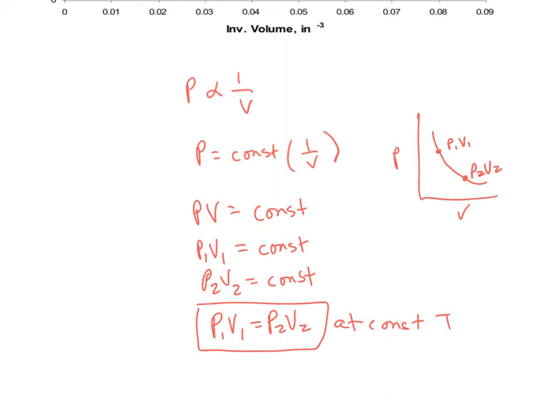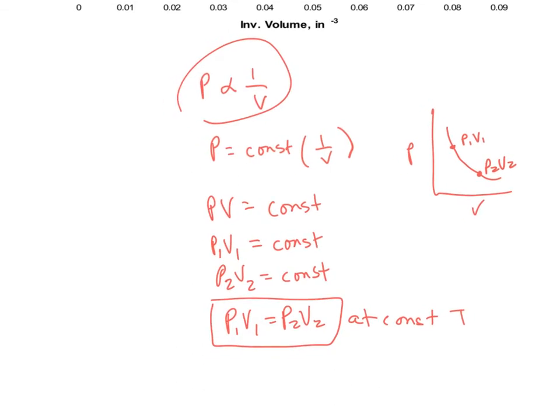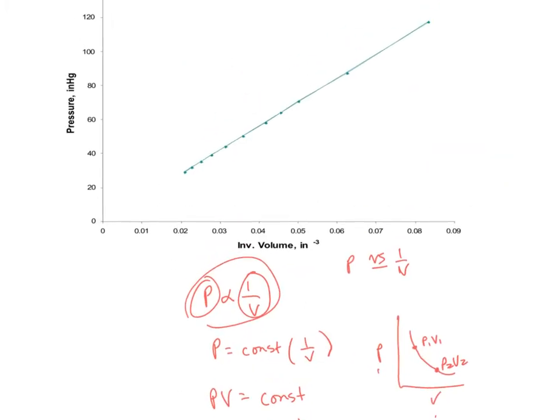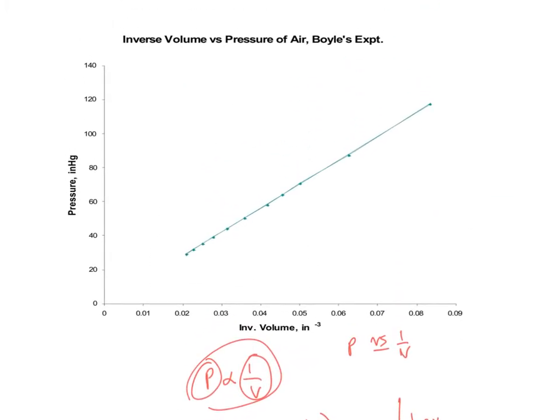All right, so you get the inverse relationship here, but what this graph is showing us is what happens if you plot P versus 1 over V as opposed to P versus V. This is the graph you get. So pressure versus inverse volume, and you can see that it's linear. That's just an easier equation to work with.